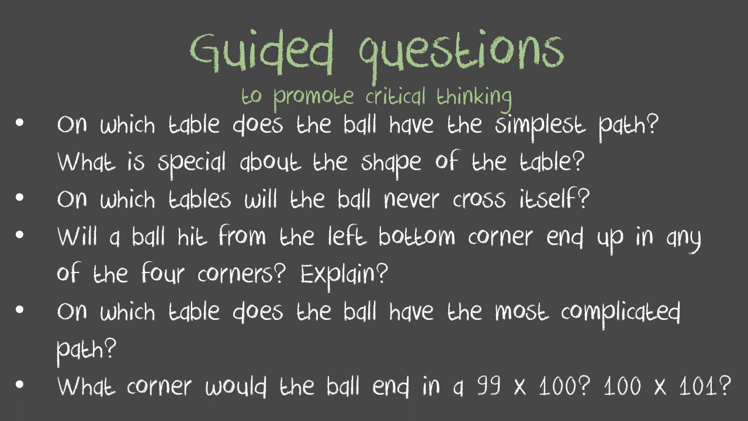What corner would the ball end up in, a 99 by 100 or 100 by 101? And those were the ones I left blank on that pattern we created earlier. So going back and looking at that pattern and seeing what will happen on a 99 by 100 board and a 100 by 101 table. So think about the different size tables, think about patterns, and think about, once we've figured out this pattern, can we predict what a much larger table would look like. So enjoy the activity, a lot of thought in it, and it's a lot of fun to do.